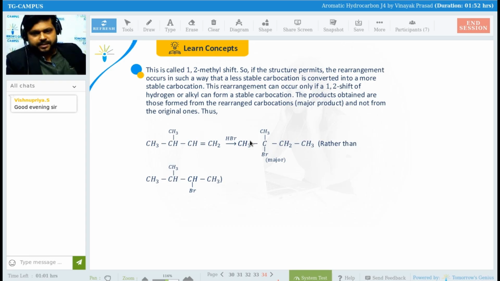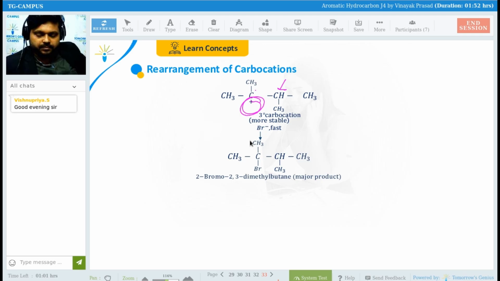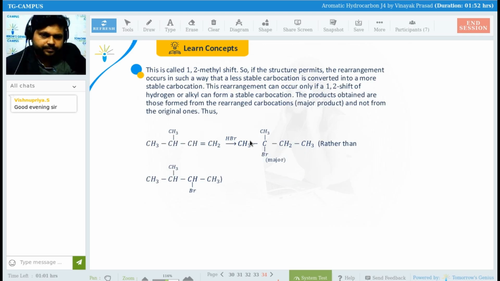So see guys here. Now next is this, called 1,2 methyl shift. If the structure permits, the rearrangement occurs in such a way that a less stable carbocation is converted to a more stable carbocation. The rearrangement can occur only if a 1,2 shift of hydrogen or alkyl can form a stable carbocation. The products obtained are those formed from the rearranged carbocation, the major product, and not from the original ones.